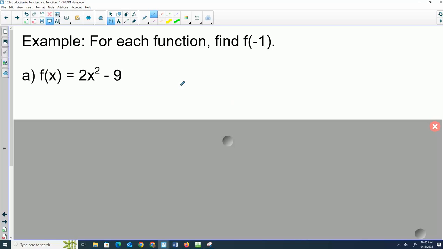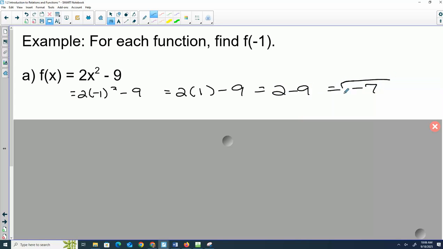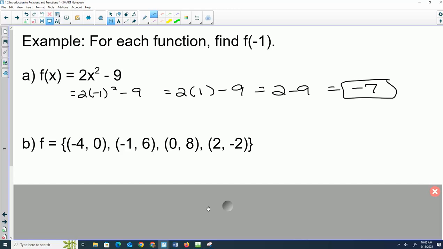So if I give you an equation, how do you find f of negative 1? All right, make sure you're careful there. Negative 1 squared becomes? Yeah, 1 times 2 is 2. 2 minus 9 is negative 7.